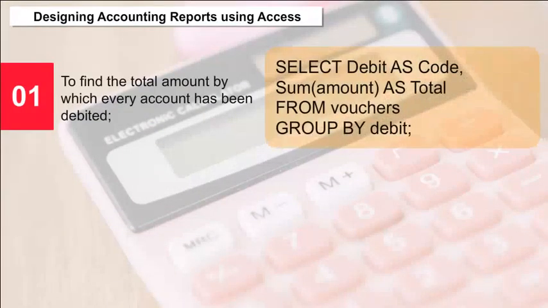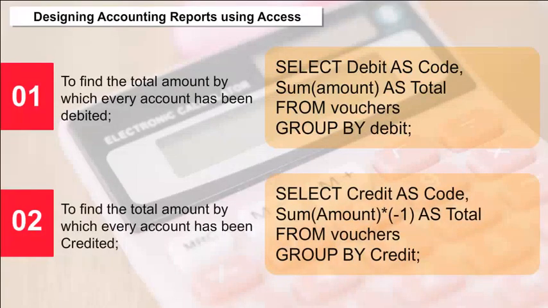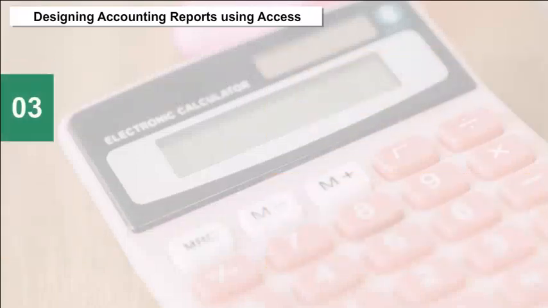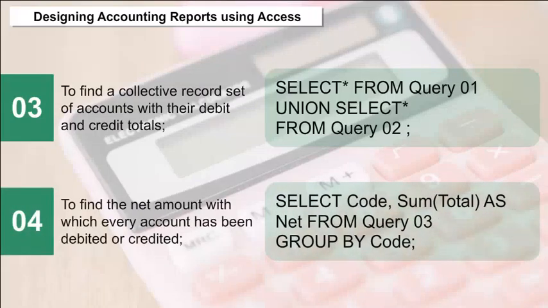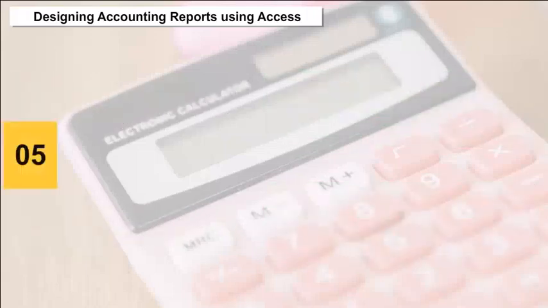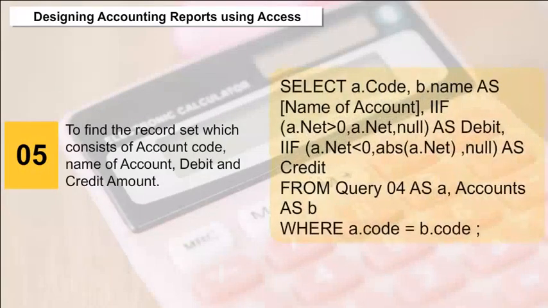1. To find the total amount by which every account has been debited. 2. To find the total amount by which every account has been credited. 3. To find the collective record set of accounts with their debit and credit totals. 4. To find the net amount with which every account has been debited or credited. 5. To find the record set which consists of account code, name of account, debit and credit amount.